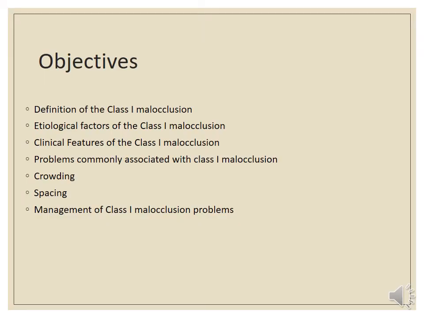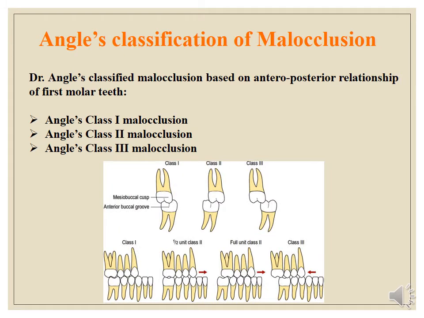The main objectives of this lecture are to define the meaning of Class 1 malocclusion, to know the main etiological factors for Class 1 malocclusion, to know the clinical features of Class 1 malocclusion, and then we are going to discuss the most common problems associated with Class 1 malocclusion, like crowding, spacing, or maxillary protrusion, and we are going to talk about the management of Class 1 malocclusion problems, each in detail. At the beginning, let us have a review about the Angle's classification of malocclusion.